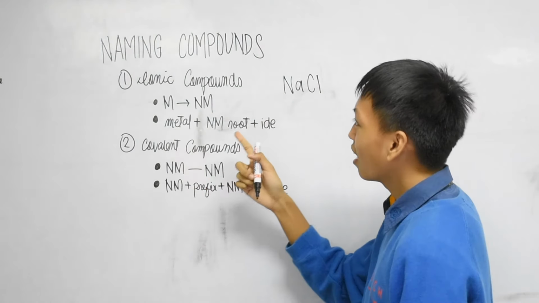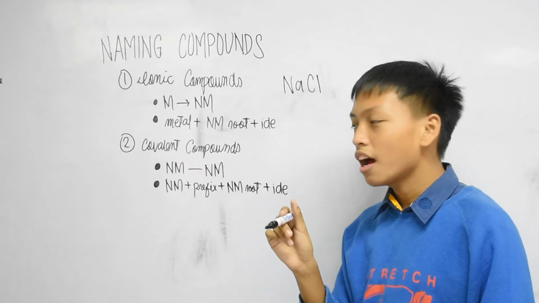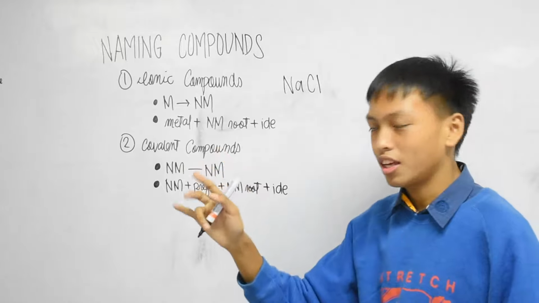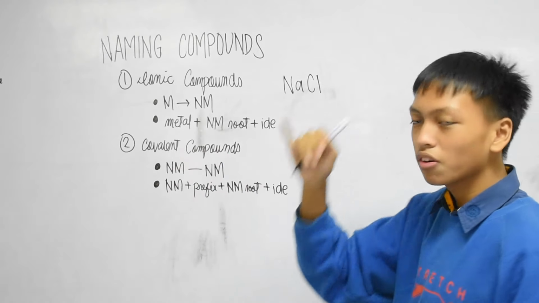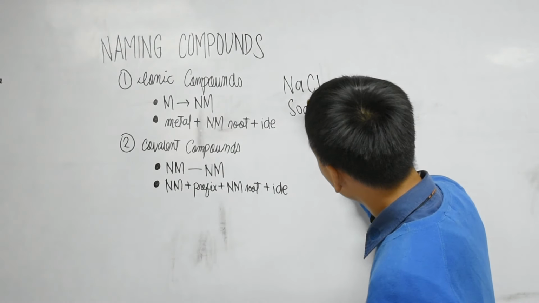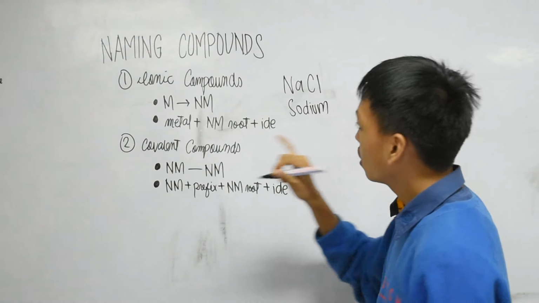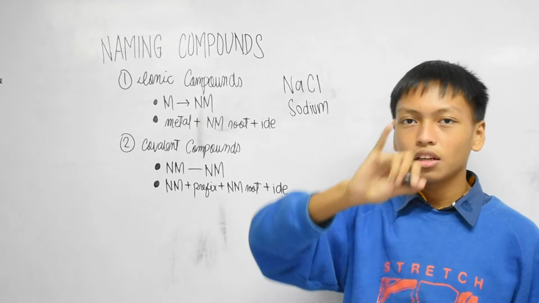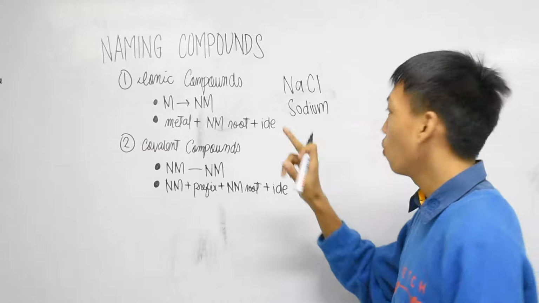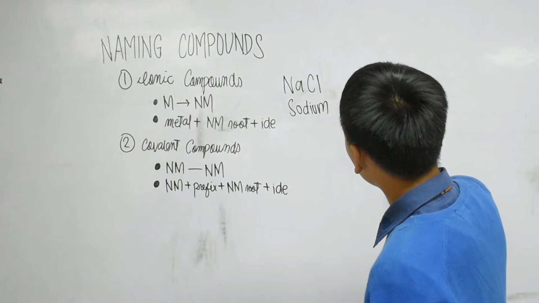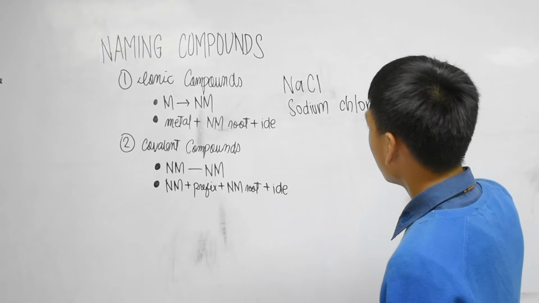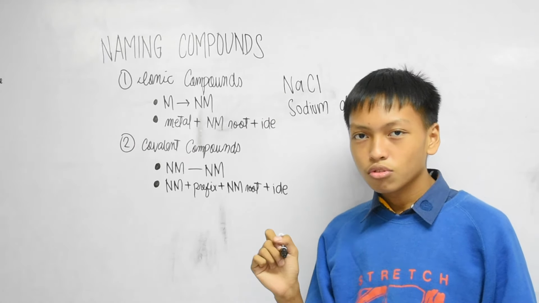In naming an ionic compound, you have to follow this formula here. First, you will write the name of the metal, which in this case is sodium. Sodium, and then next, the root of the non-metal, which is chlorine, we will have chlor. Chlor, and then plus IDE. So for NaCl, you will have sodium chloride.